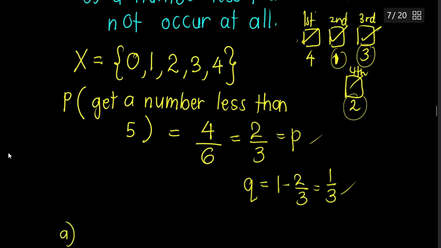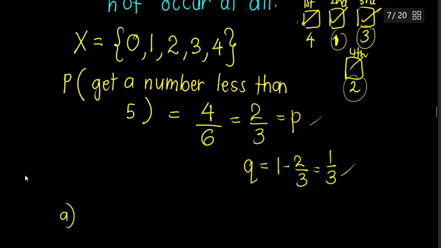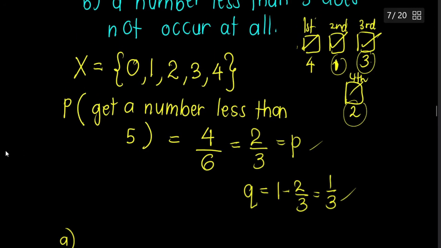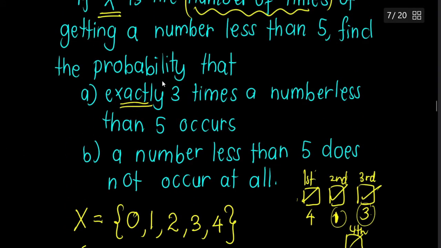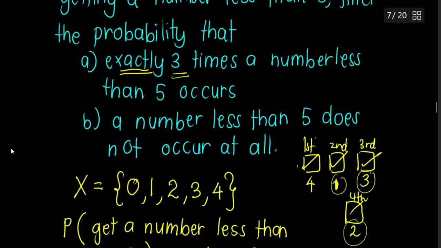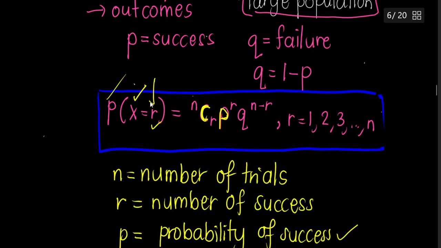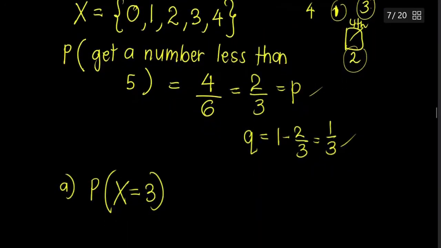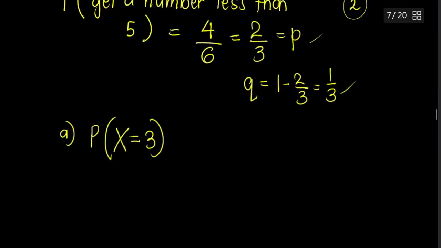Now let's look at question A. Usually you can find all this information before you even start the question. Question A, find the probability exactly 3 times. Exactly 3 times it happened. So first step, probability x equals 3, because it happens exactly 3 times when you throw the dice. What is the 3? If you look at your formula, 3 is your R. R is the number of success. That means 3 times it successfully came out less than 5.